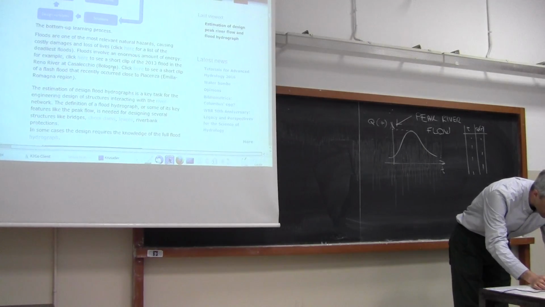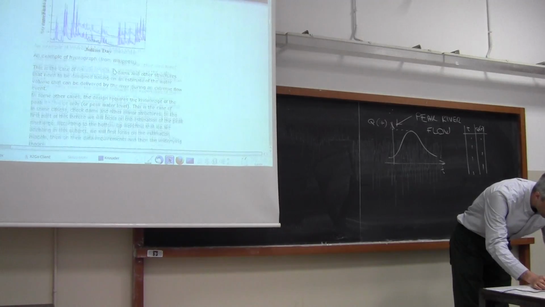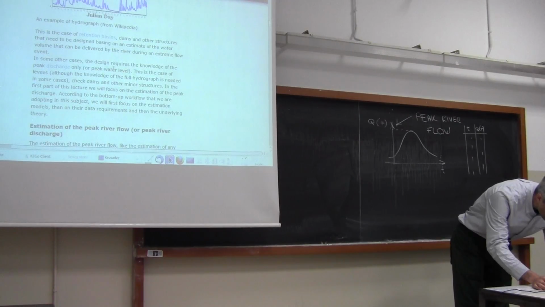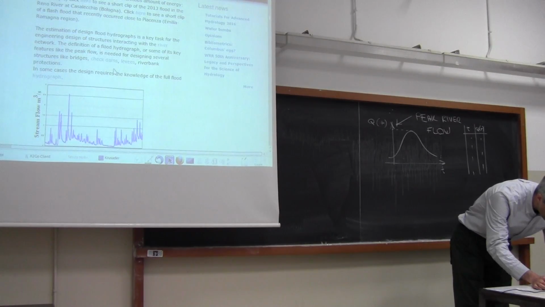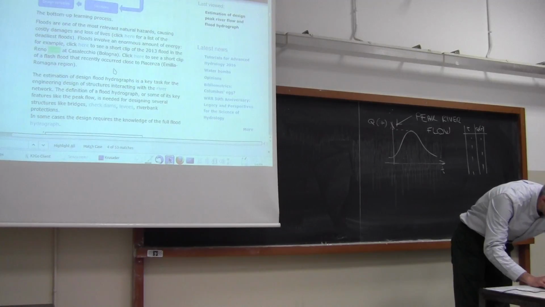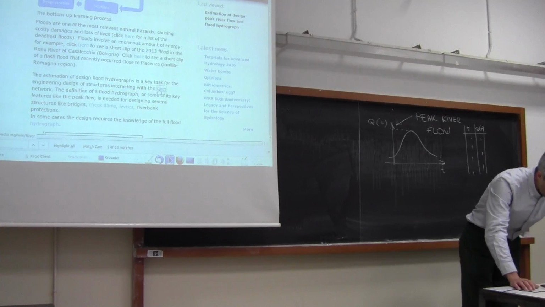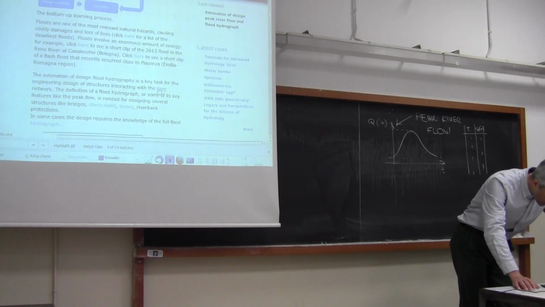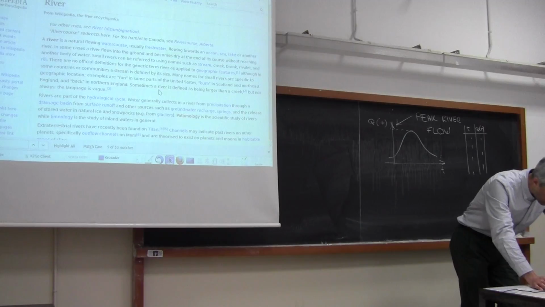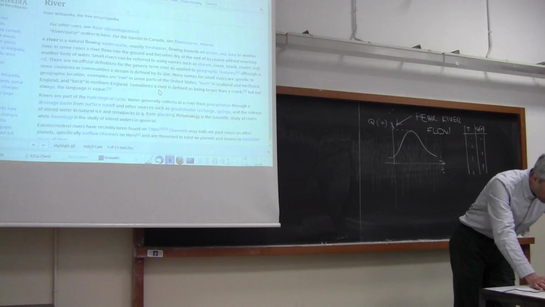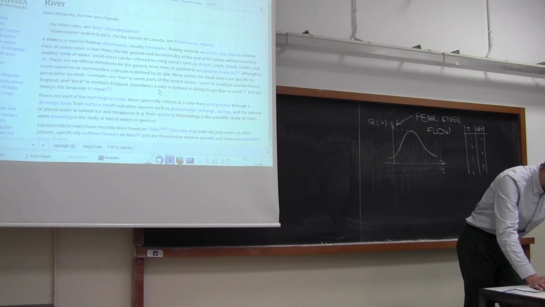to another Wikipedia page. River. Okay, so this is, as I said, quite trivial, and basically here the river is a natural flowing water course, usually fresh water, flowing towards an ocean, sea, or lake.